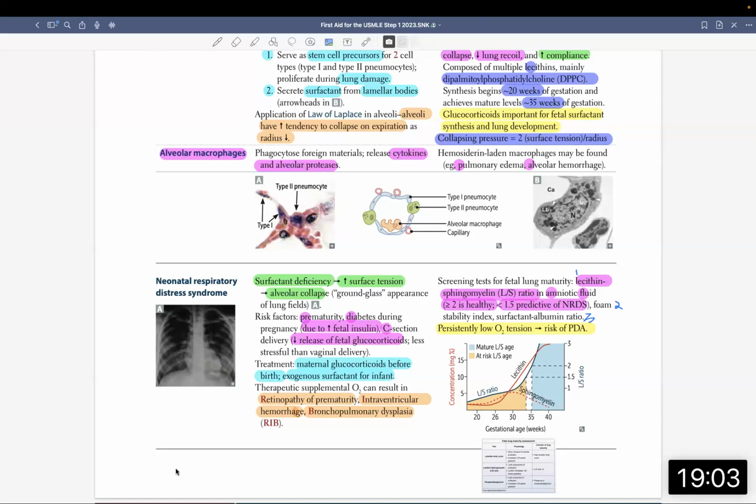I said it means we are comparing the fatty acids in the body to the albumin, which is the protein component, right? So I think we're just doing the ratio to see if it's, I don't know exactly the normal thing, but that's just a screening test for lung maturity, they said.